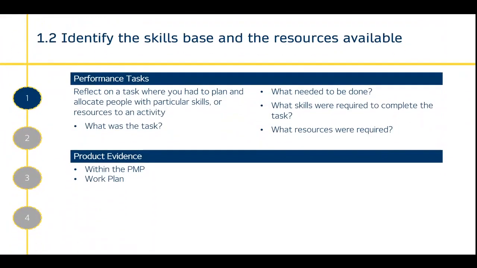1.2 is identify the skills base and the resources available. So when you're planning a task, you need to understand what are the skills required, what people do you need, and why do you need those people. Usually it's because they've got a certain skill set or a certain experience, maybe they've done a similar task previously or they know how to do that.